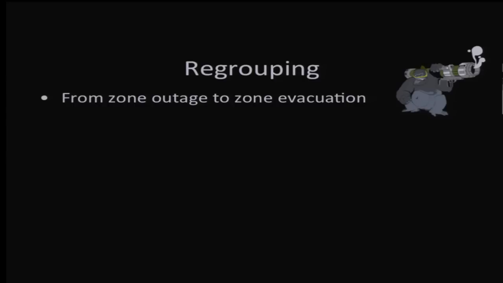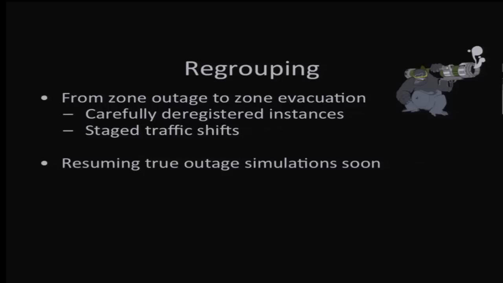From a regroup perspective, we realized just recently that we've moved from zone outage to zone evacuation. We've become a little bit cautious. We carefully deregister instances now when we're doing this exercise, and we're doing more staged traffic shifts. We're talking now about different ways that we can move back to being more aggressive and simulating a true outage.